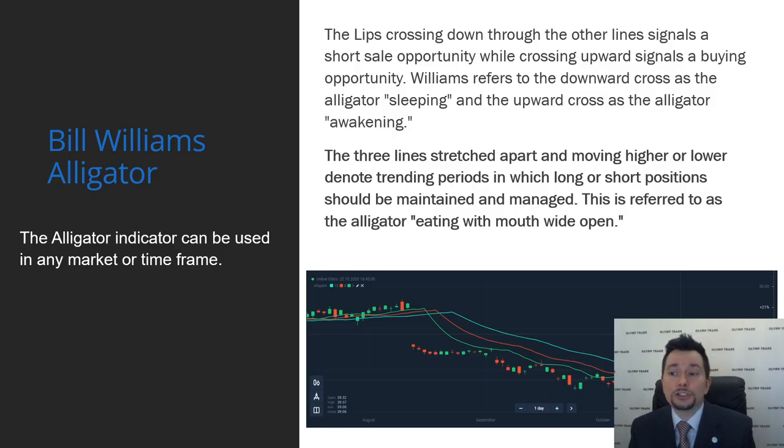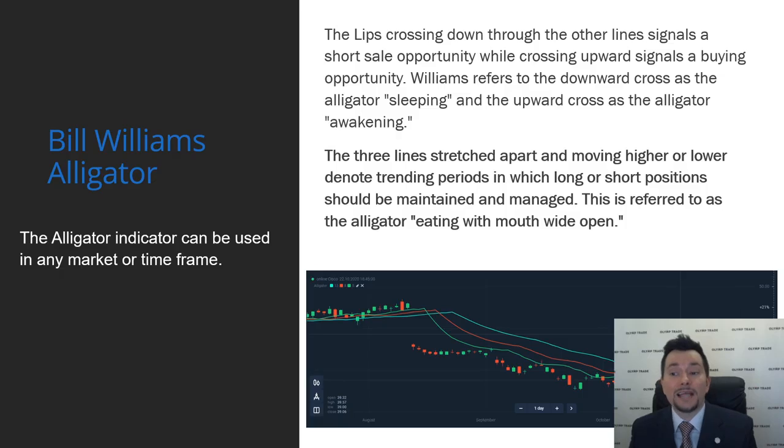Now, the 3 lines stretched apart and moving higher or lower indicate a trending period. So here you guys can see that the mouth opened, the alligator fell asleep with the mouth open. Anyways, the mouth is open, and now they're moving farther and farther apart in this little period of a few weeks. This is the daily graph. So 3 lines stretching apart, moving higher or lower, means that the positions that you opened should be maintained. It means that you got into a good position, the market is moving in your direction, you can keep that position open.